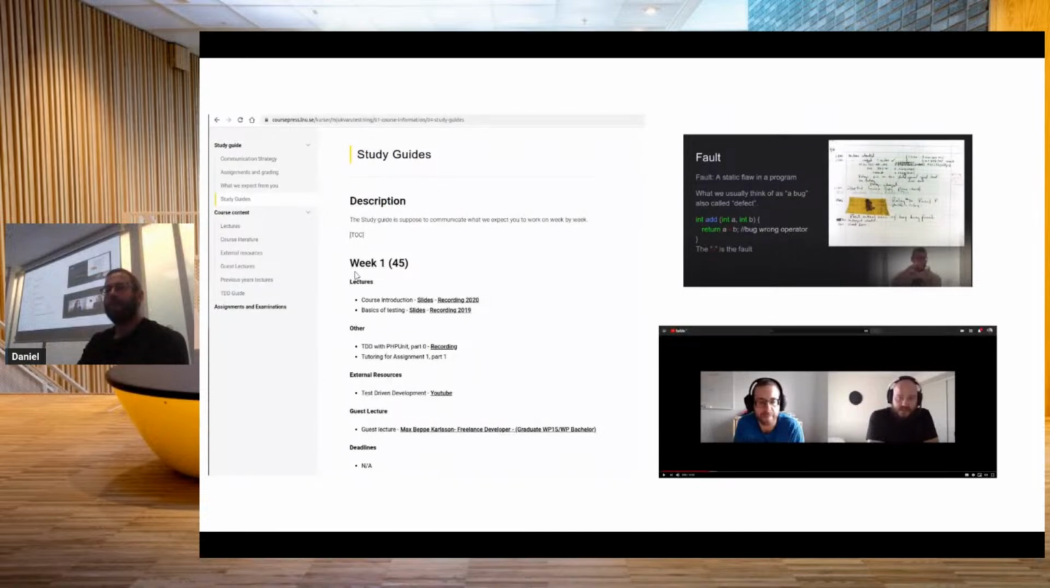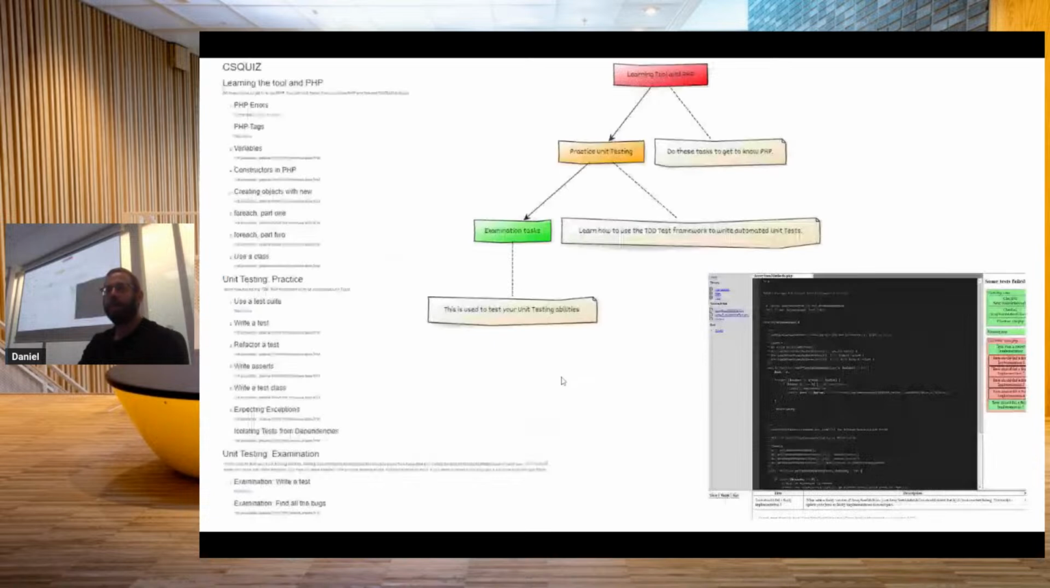So these are the study guides. We've also covered that already. And then we have CS Quiz. On the right-hand corner, you can see a screenshot from CS Quiz. It's a very simplistic integrated development environment in the browser. So you're programming in the browser, you're also getting all the instructions in the browser, and you also get the compilation and everything. It's not compiled, it's an interpreted language.